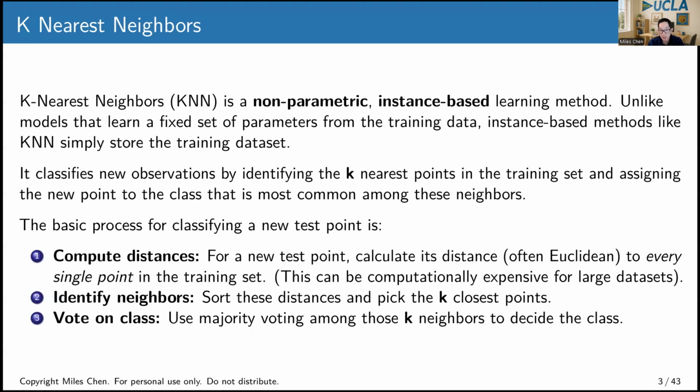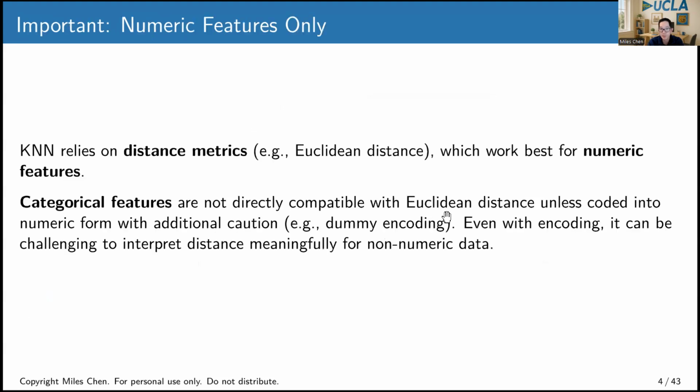Once you've computed distances to every single point, you pick the k nearest of those points. That's how we get the name k-nearest neighbors. Then each of those nearest points gets a vote, and we use majority voting among those k neighbors to determine the class.